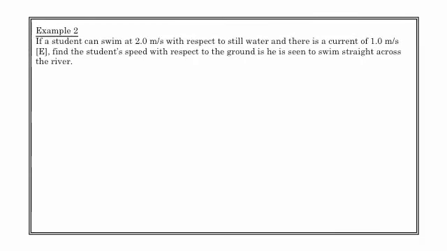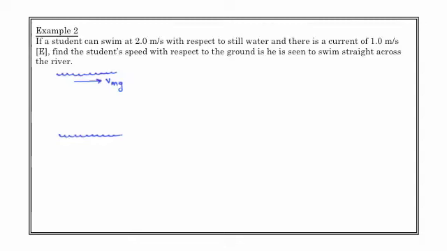So here, the same student can swim at 2 meters per second with respect to still water. And in the river, there's a current of 1 meter per second east. So let's find the student's speed with respect to the ground. If now, instead of swimming either with or against the current, the student swims straight across the river. So straight across the current. So here's our river.